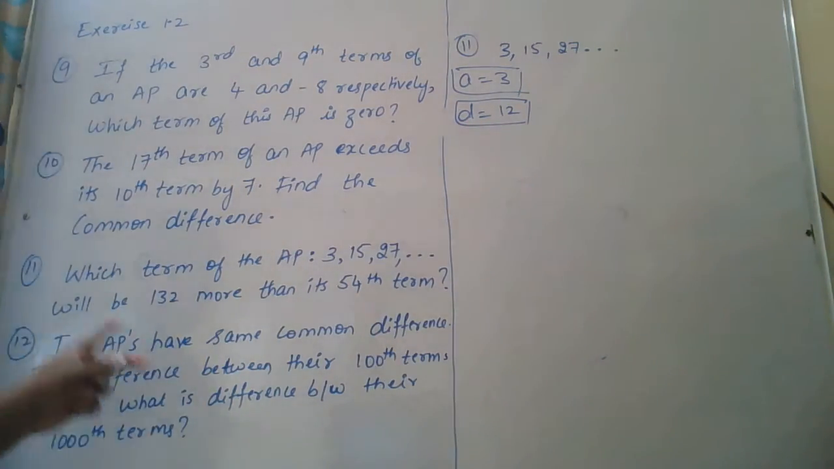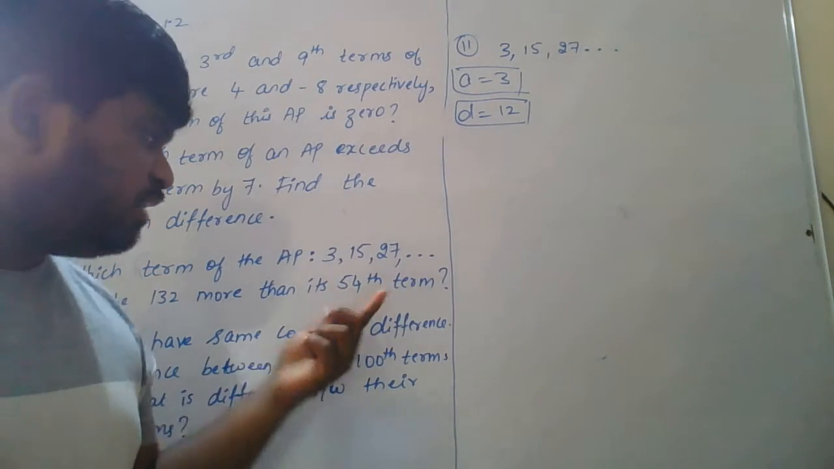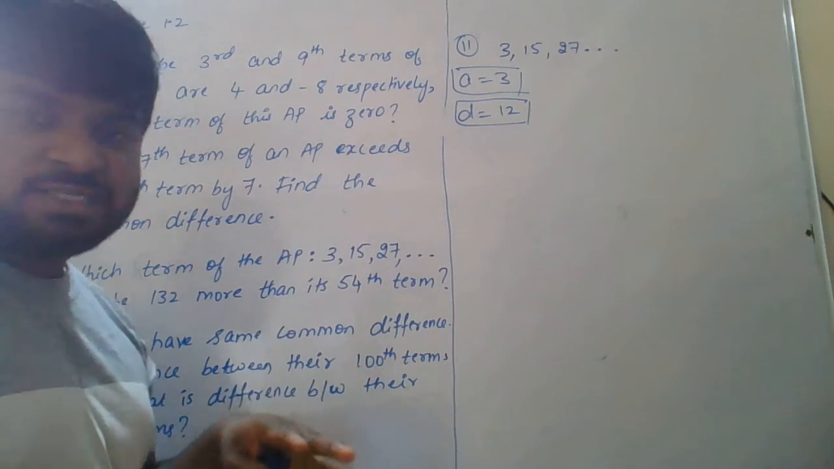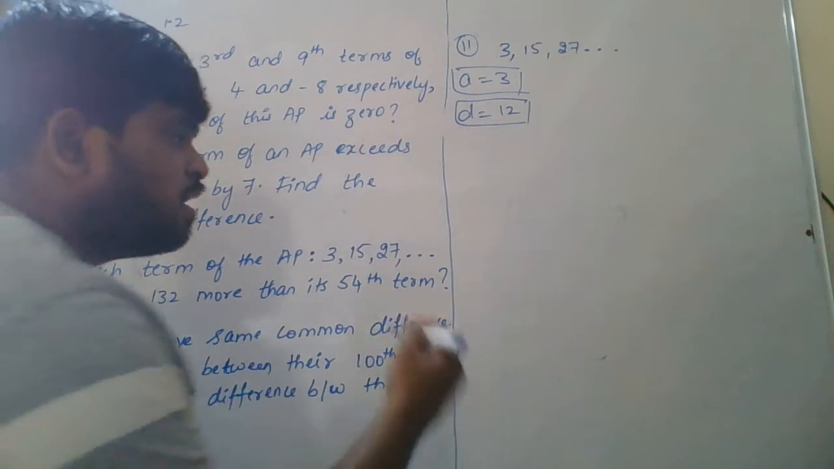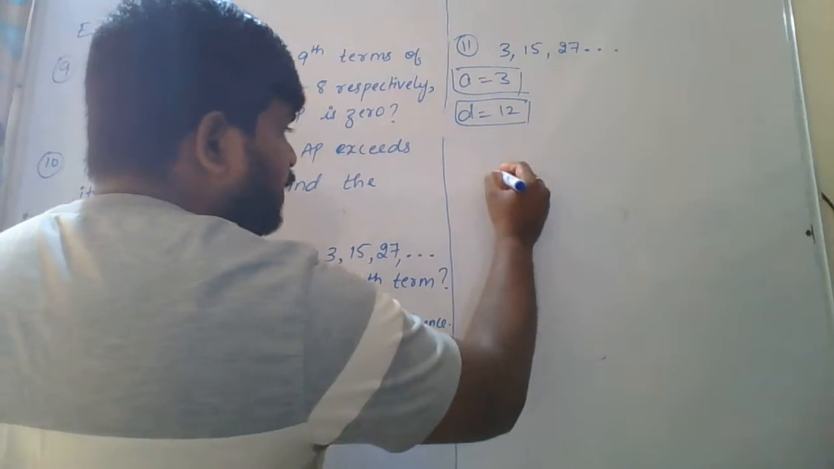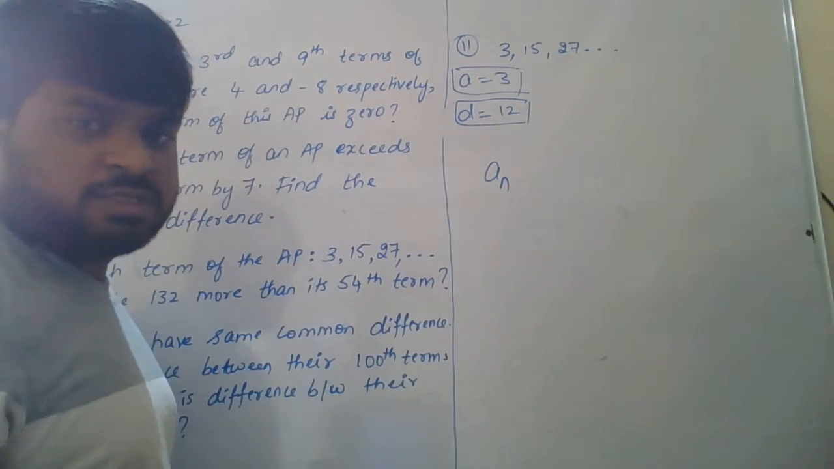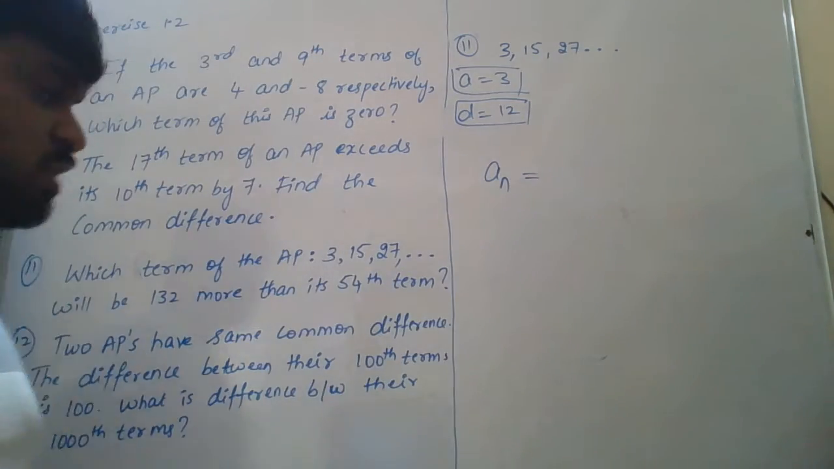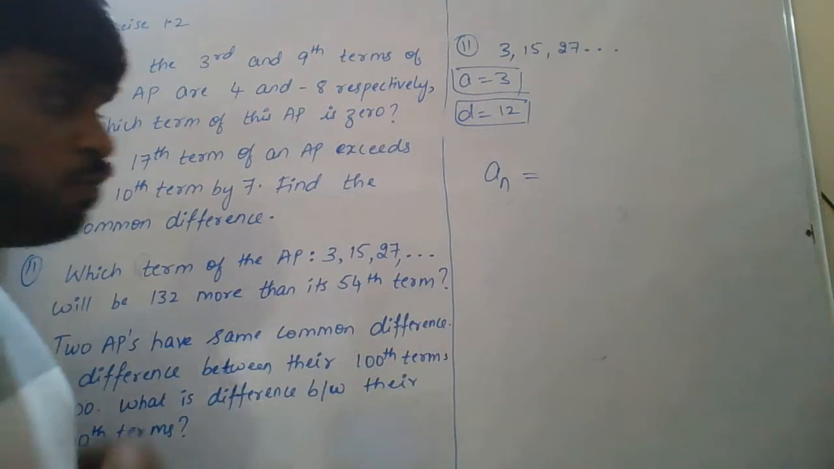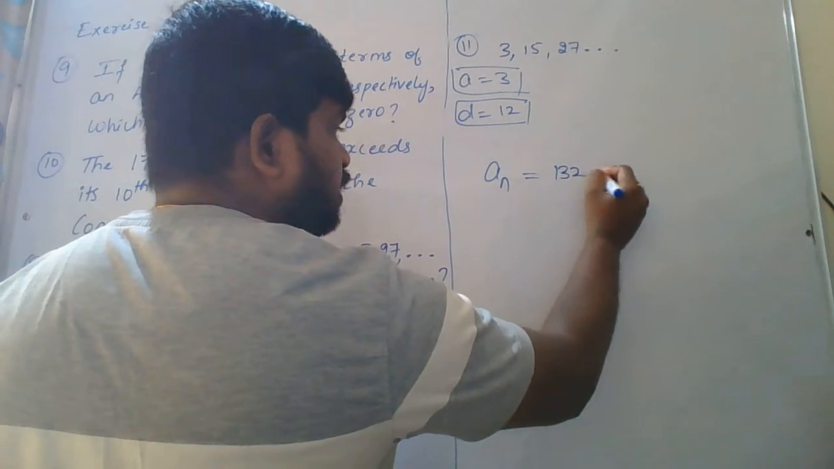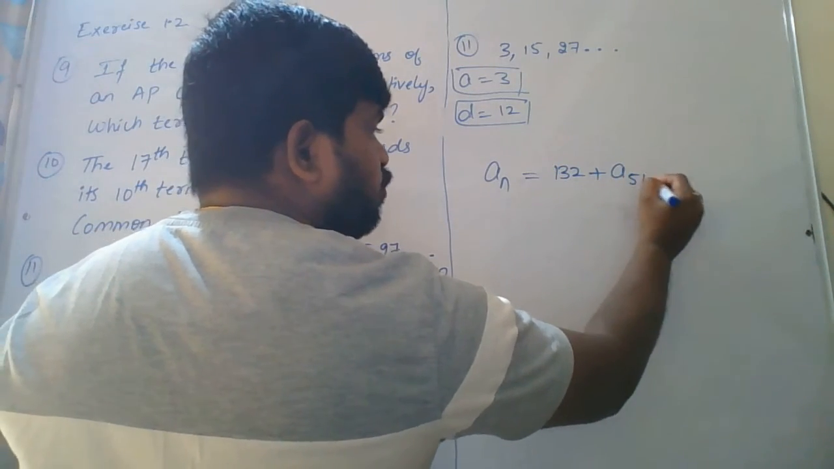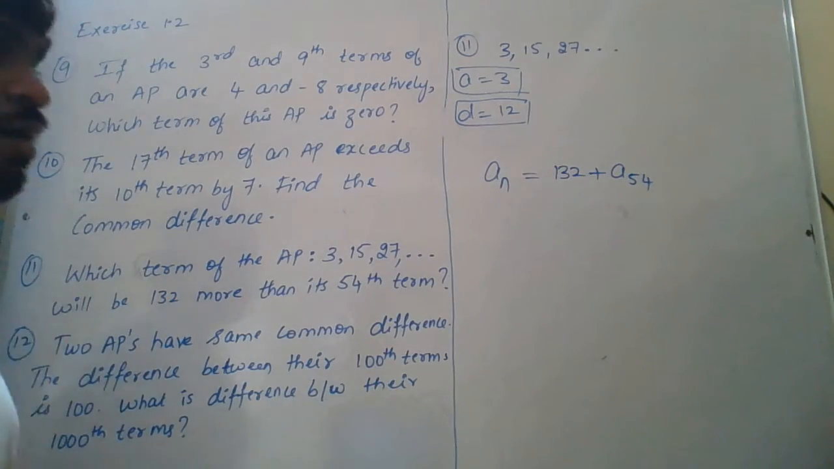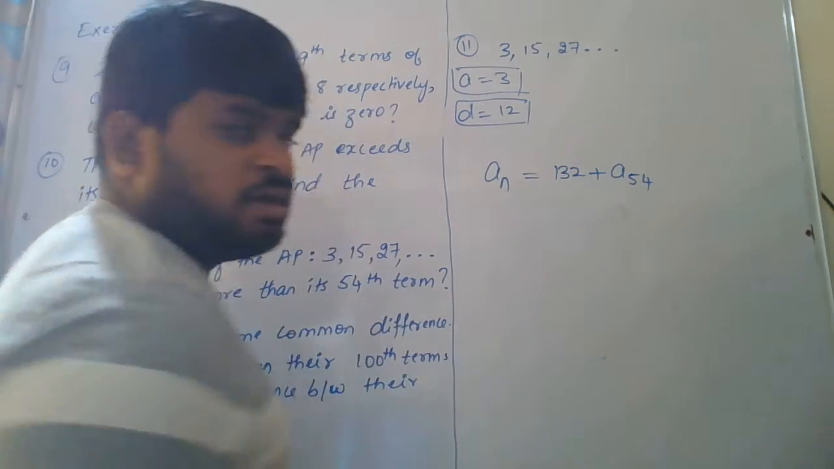Which term of the AP will be 132 more than its 54th term? So there is a term, we don't know which term it is. Whenever we don't know which term it is, what do we take it as? An, isn't it? So An is equal to 132 more, which means 132 plus the 54th term, that is A54. Okay, so this is the required thing.